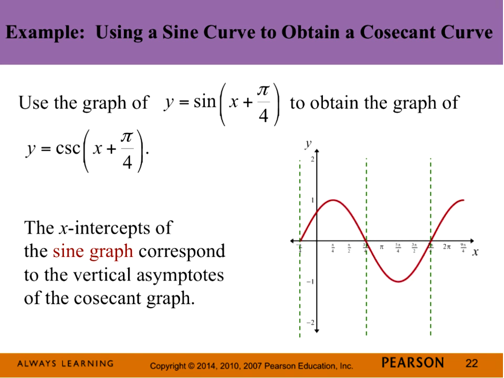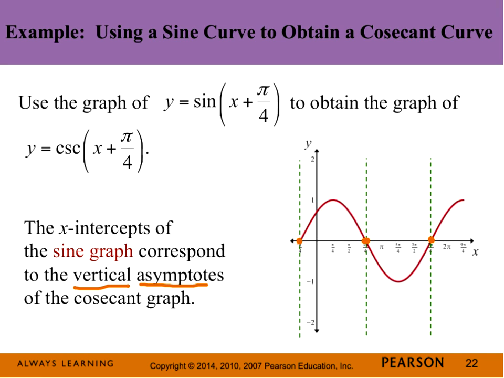So this is a blank on your sheet here. The x-intercepts of the sine graph correspond to the vertical asymptotes of the cosecant graph. So the x-intercepts of the sine graph, I'll point those out, correspond to the vertical asymptotes for the cosecant.